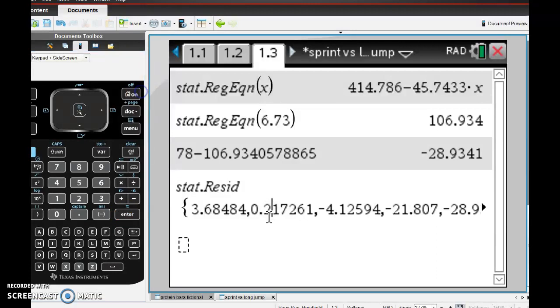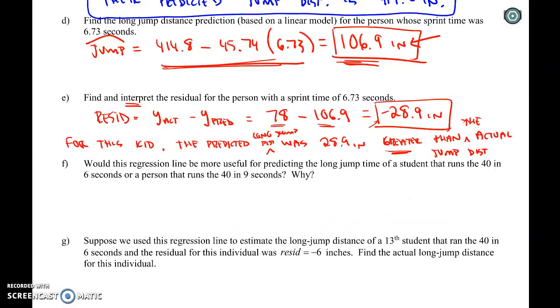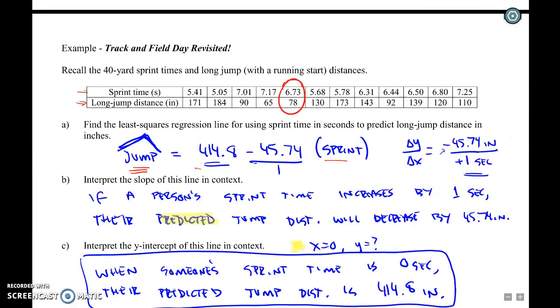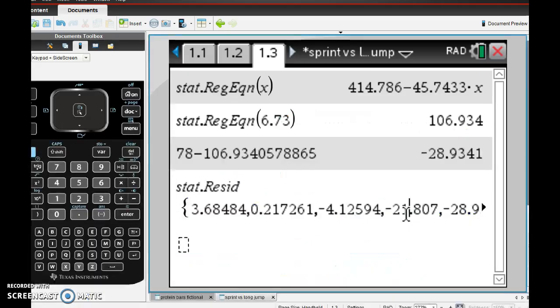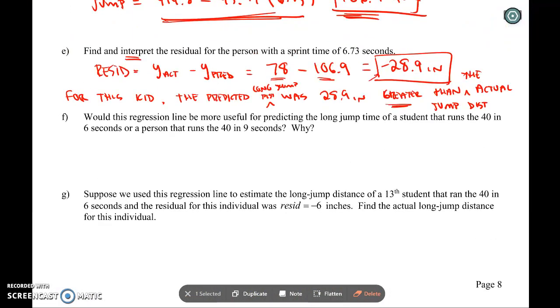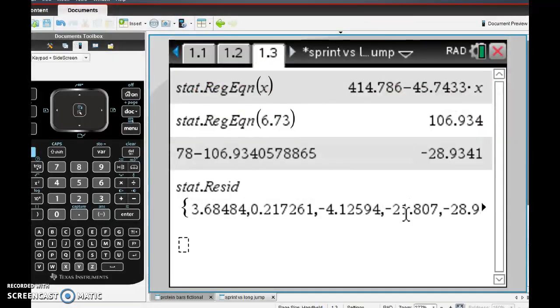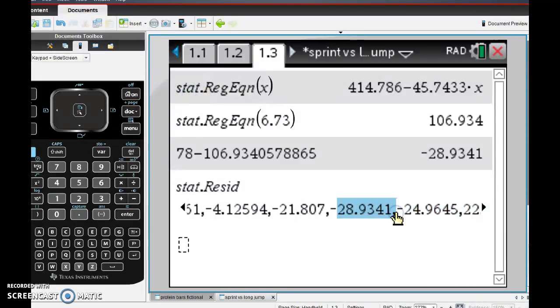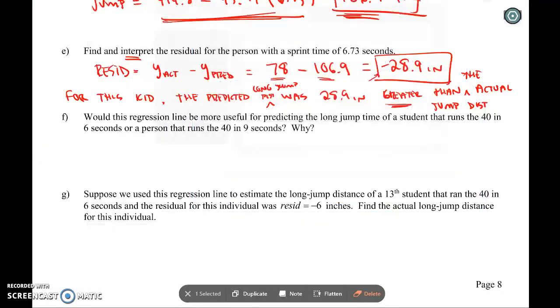A bunch of values here. But what was our residual here? First of all, which data point was it? It was the 1, 2, 3, 4, 5th data point over, and the residual was negative 28.9. So if we go 5 data points over, right there it is. When you run the regression model, it actually calculates the residual for every single data point and stores it in your calculator. So you can access it that way if you want to.